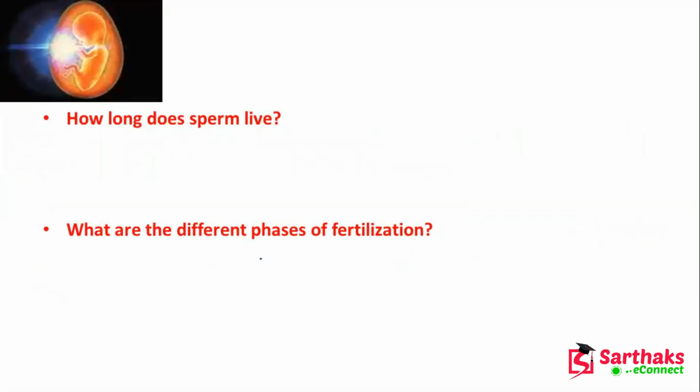How long does sperm live? The sperm stays alive for about 72 hours. The sperm swim upward to the fallopian tube to fertilize the egg. The faster the sperm swims, the earlier it reaches the egg.